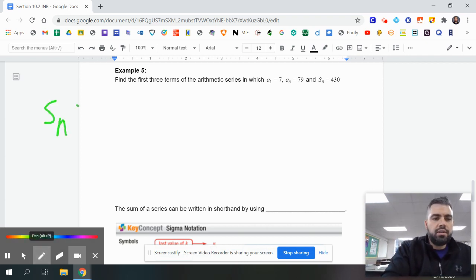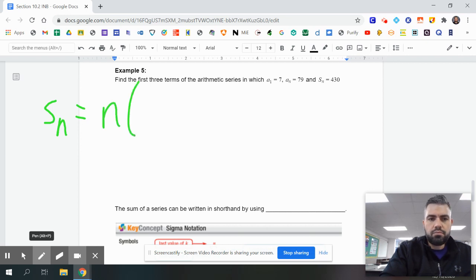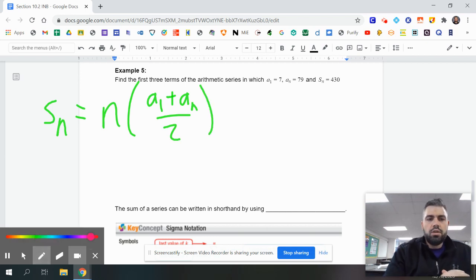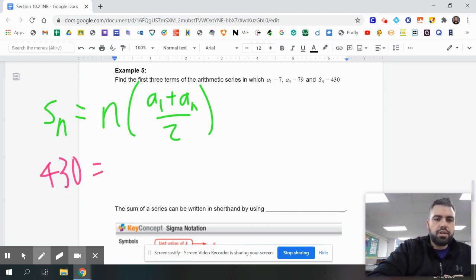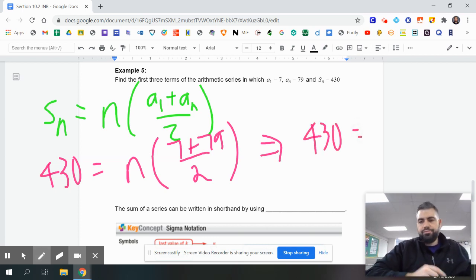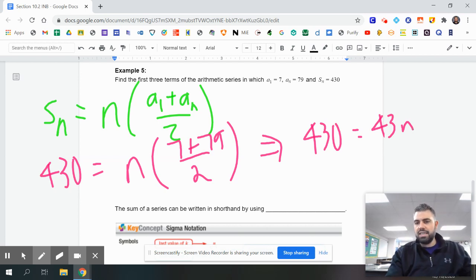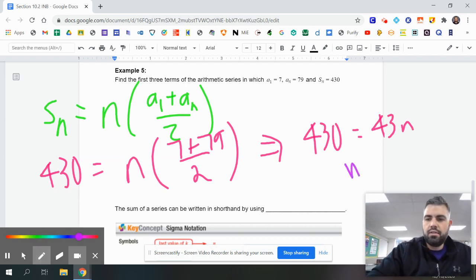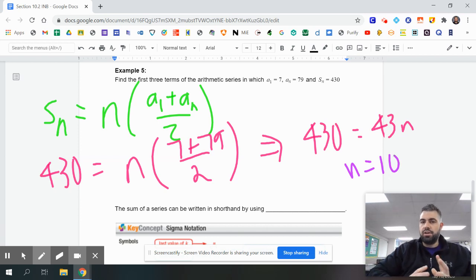So our equation for S of n is equal to n times (a1 plus an) over 2, right? So I'm going to plug in the numbers that I know. I know 430 is our partial sum. I don't know n, but I know that my first term is 7, my last term is 79, and obviously 2 is just 2. So I simplify by getting 430 is equal to (7 plus 79) divided by 2, which is 43. So I get 43 times n. Easy math would tell you that n is going to be 10. So we know that there's 10 numbers in our sequence.